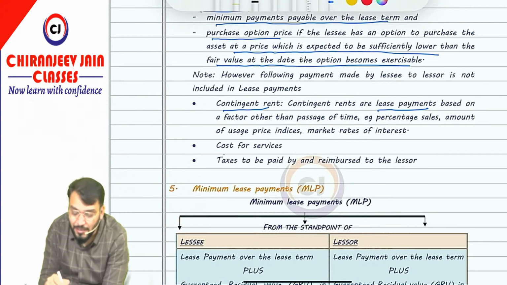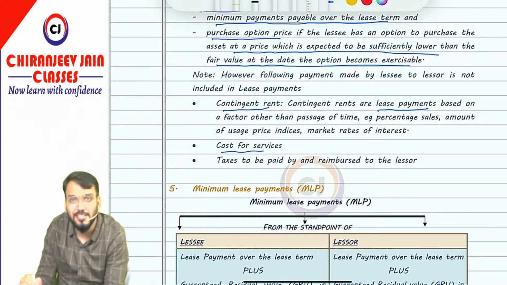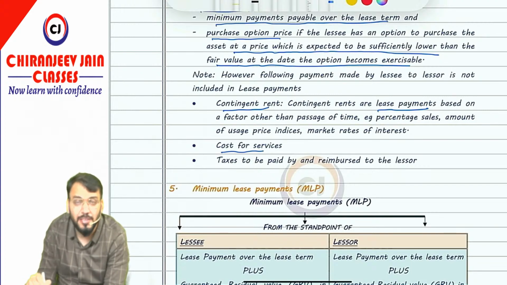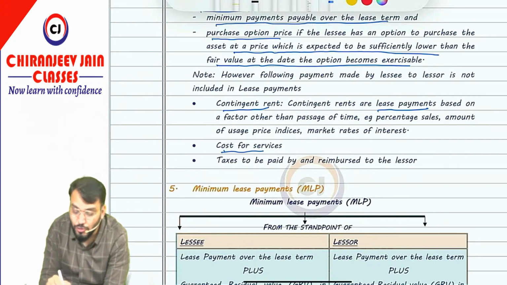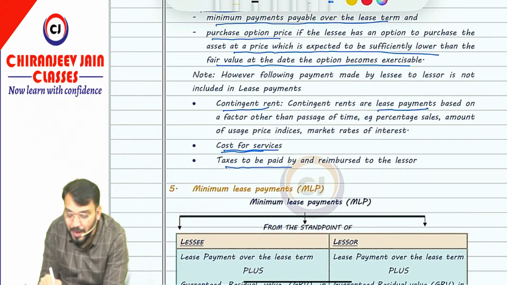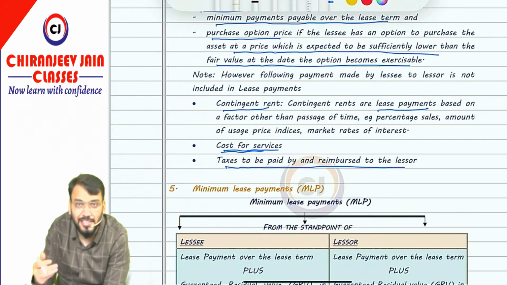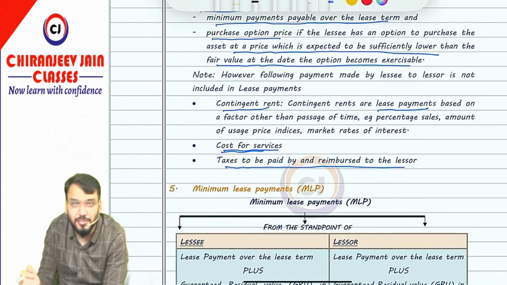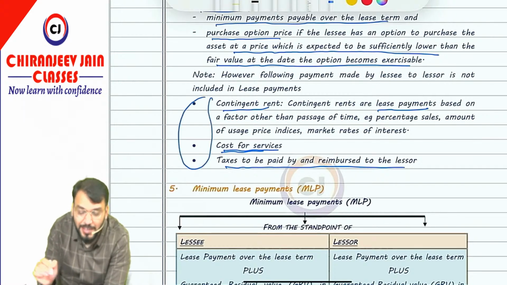lease payment. Second, cost for services. Suppose the lessor is providing some services along with the supply of the asset. For whatever payment is paid or received for those services, that will not be a part of lease payment. Correct? So any cost for services will not be a part of lease payment. Then taxes to be paid by or reimbursed to the lessor. Suppose the lessee is paying the taxes of that property, or reimbursing the taxes, that will also not be part of lease payment. So these are excluded from the definition of lease payment.